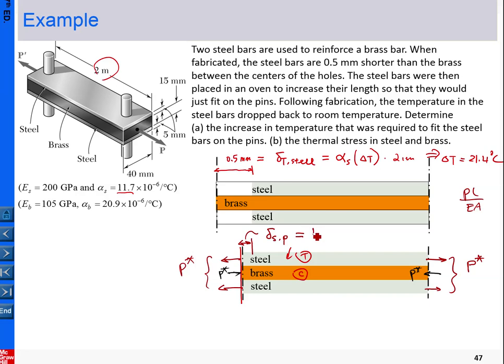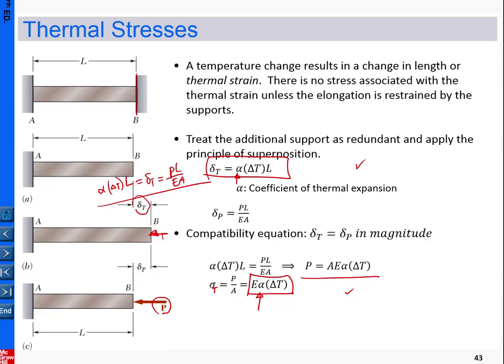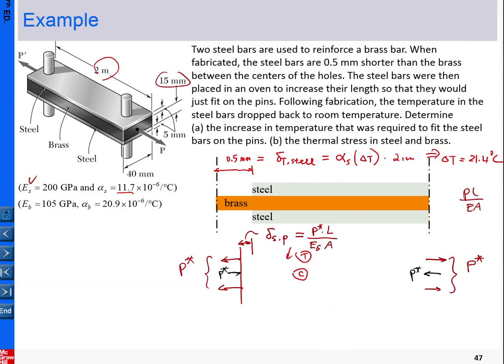Okay, and P is the force in steel, and L is the length, which is 2 meters, and E is the Young's modulus of the steel given here, and A is the cross-sectional area you can obtain from the geometry here. Okay, from the geometry you can determine A.